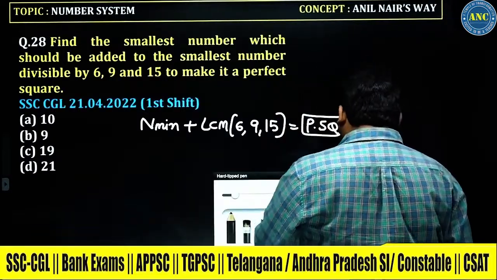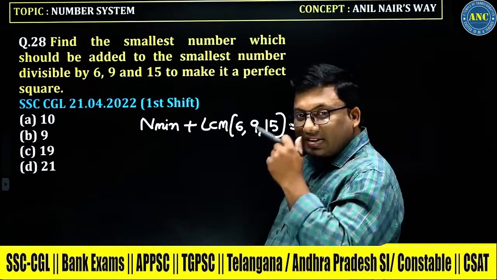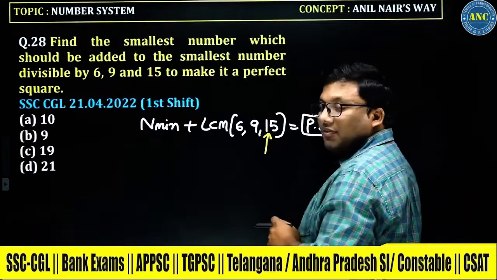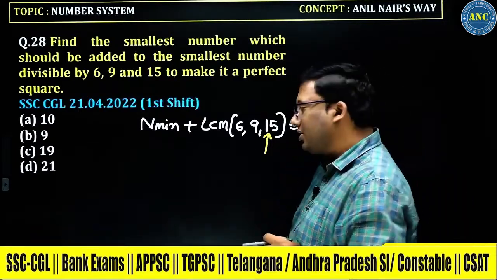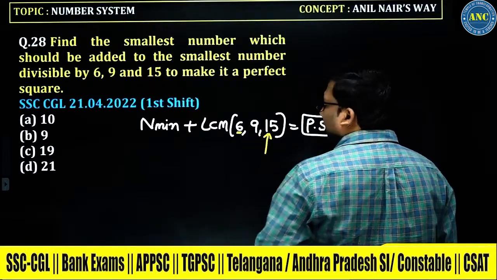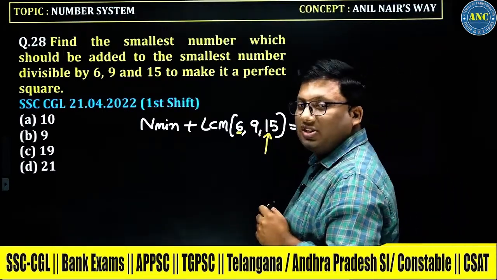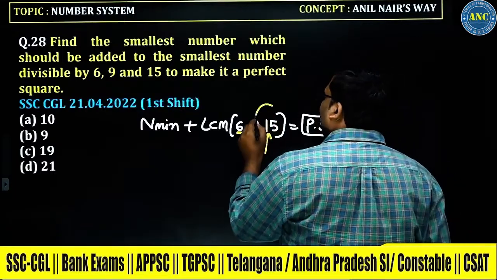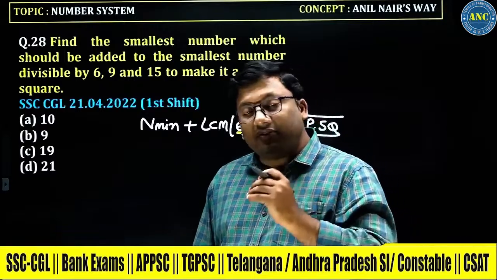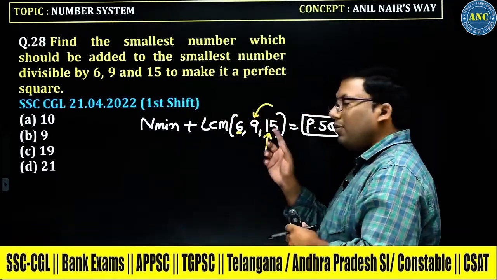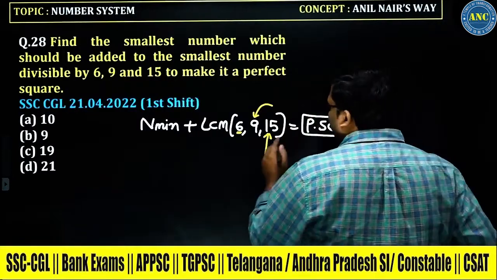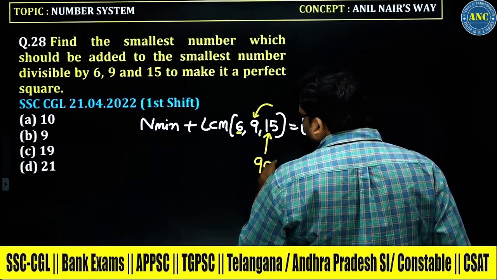LCM of 6, 9 and 15. Whenever you are doing LCM related problems, the entire attention is on the largest number, 15. 15 is not a multiple of 6, because 6 2s are 12, 6 3s are 18. And another thing, one input number is 9. What is the magical property with respect to 9? Whenever you are doing LCM, if one input number is 9, the answer's digital sum should also be 9. So which multiple of 15 will have digital sum 9?